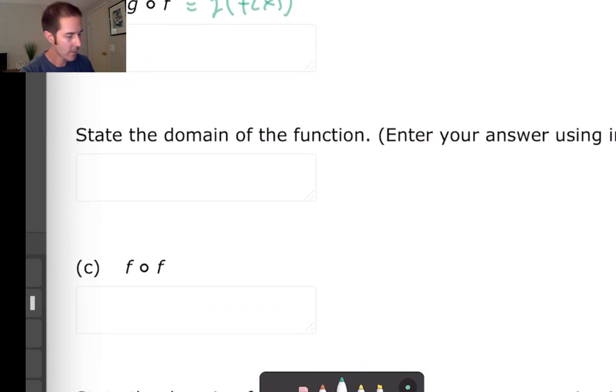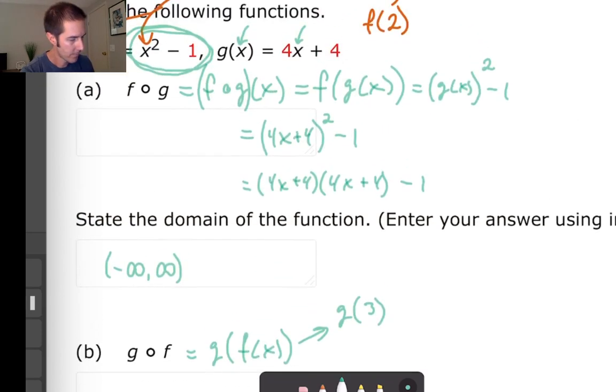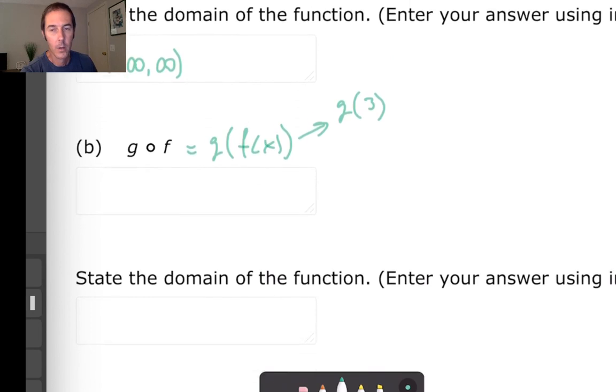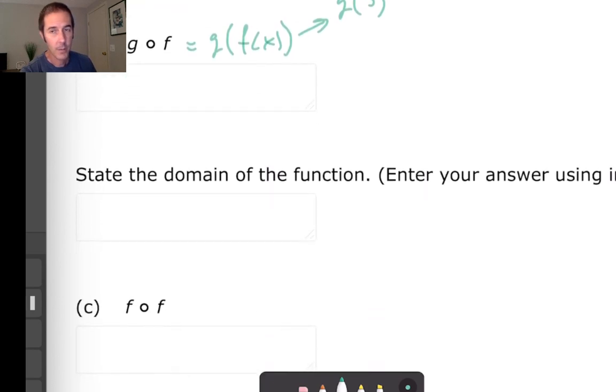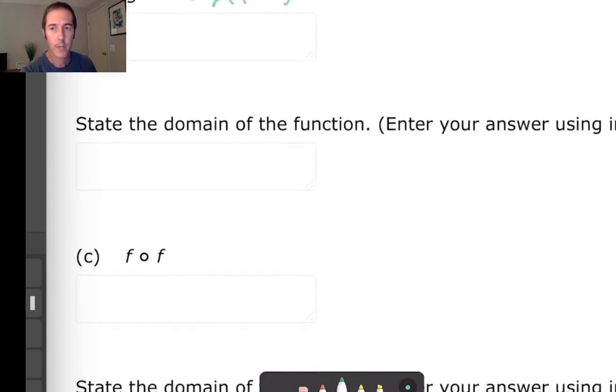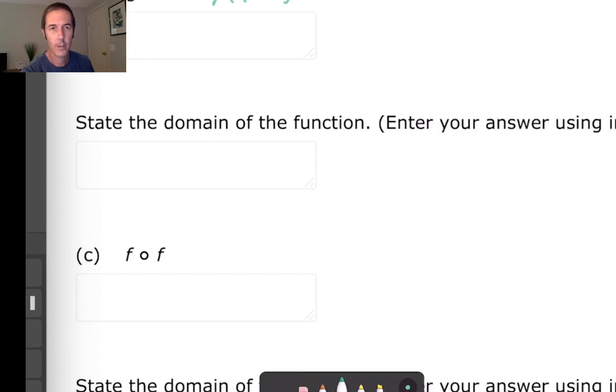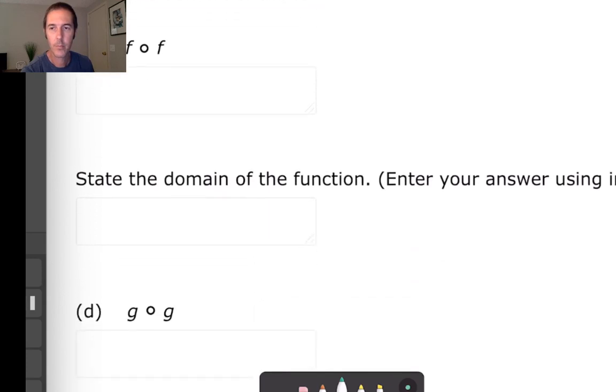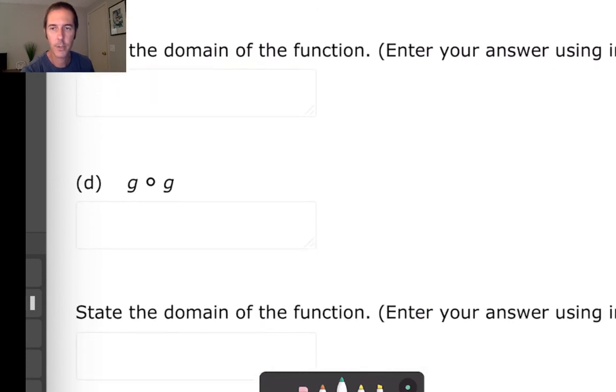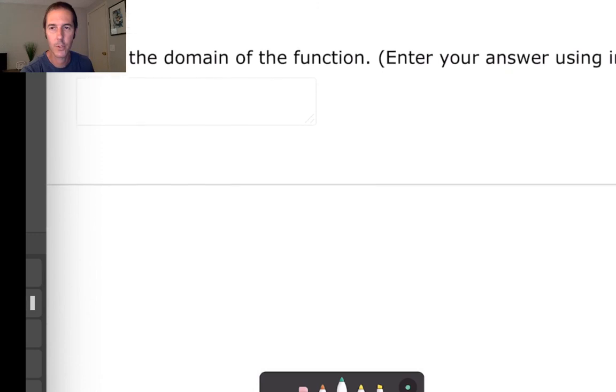The domain of that function, remember, if it turns out to be another polynomial, your domain will go from negative to positive infinity. If it turns out that you have to square root something, or if you end up with a variable in a denominator, then you have to start being more careful. F of f, g of g, here you're plugging the function into itself, first with f, then with g.